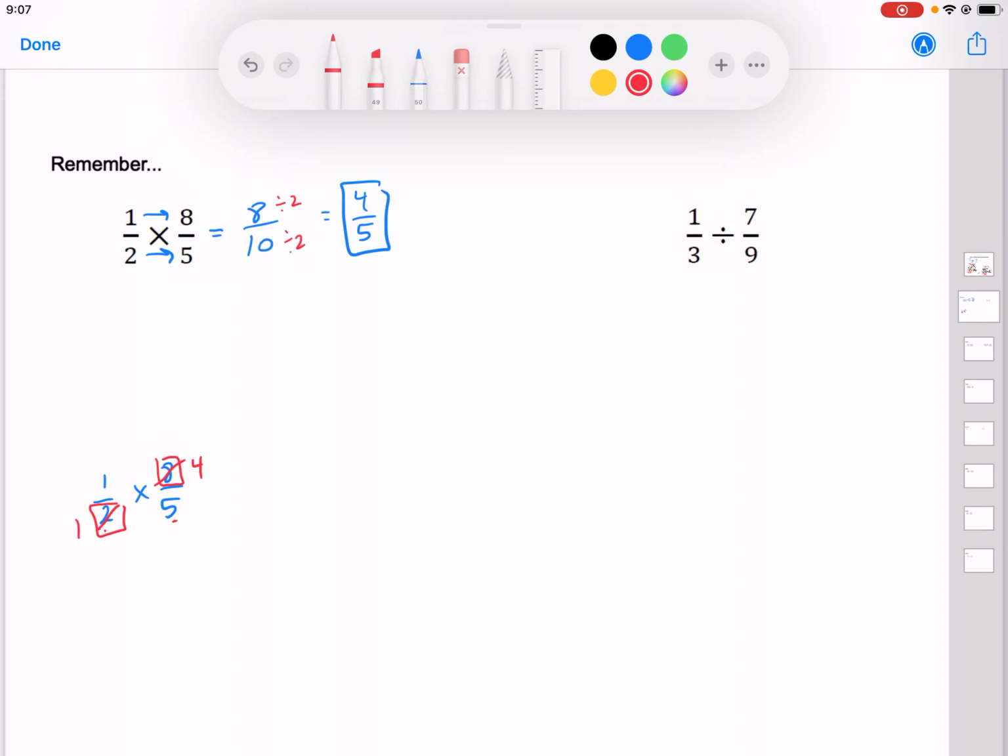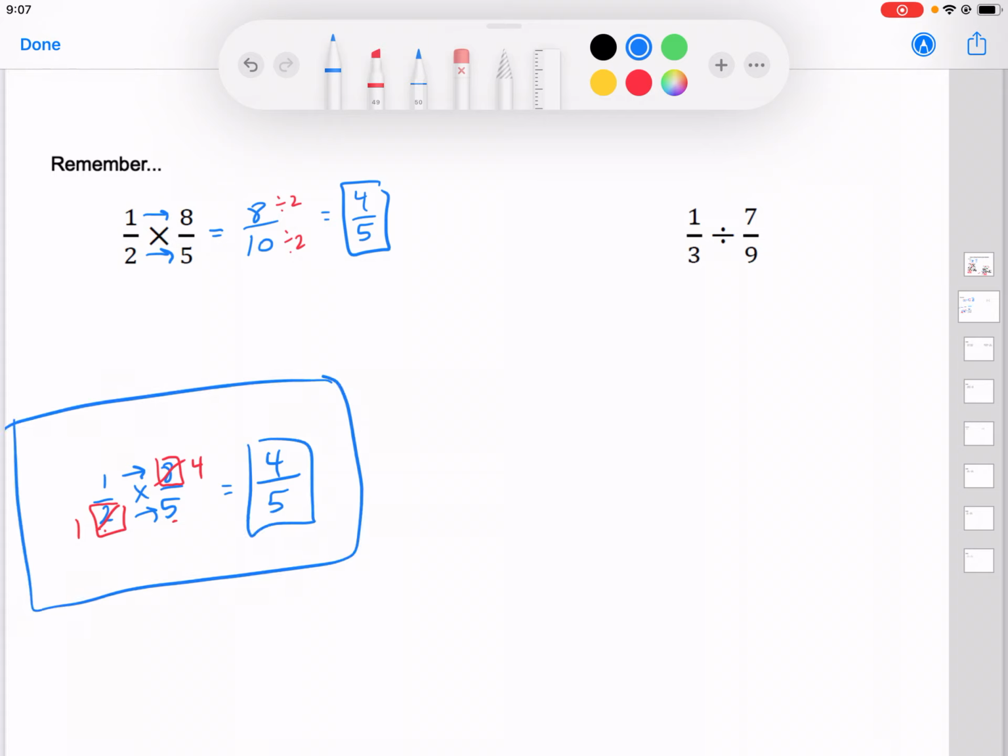And then 5 doesn't have a common factor with anything on the top. So at this point, then they'll multiply straight across. So they get 4. 1 times 5 is 5, and that's the answer. This is the method we're going to go through whenever we simplify rational functions.